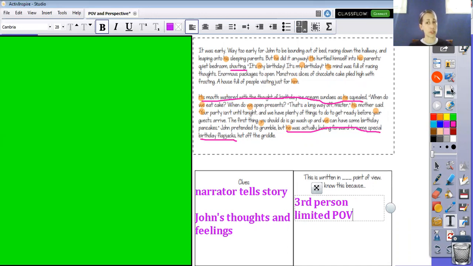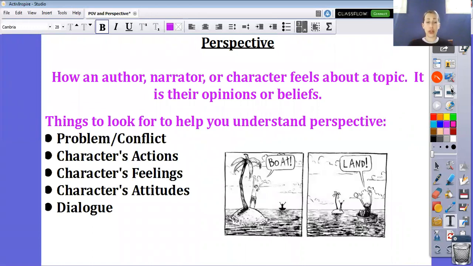So next up, we're going to talk about perspective, which is not the same as point of view. Perspective is how an author, narrator, or character feels about a topic. So it's their feelings, their opinions, their beliefs. What helps us to understand perspective in a story is a problem or conflict within the story, anything that a character faces. We also want to look at a character's actions. What do they do? How do they act? Their feelings, their attitude, their beliefs, and also dialogue, when they're speaking, how they're speaking to other characters. And those give us clues to their perspective within the story.